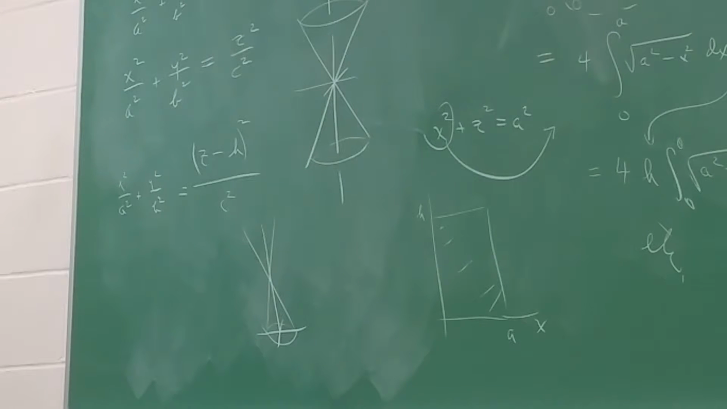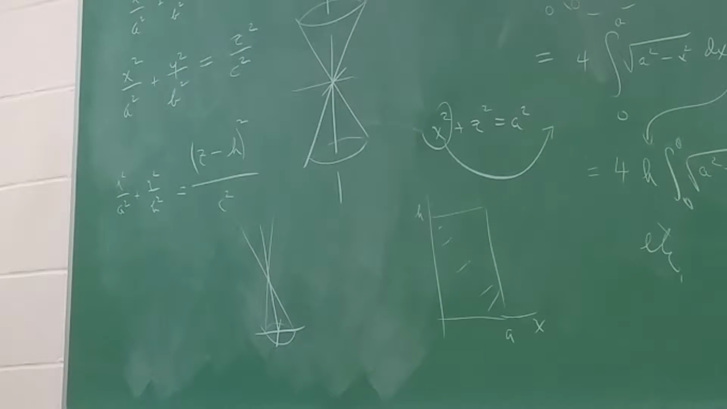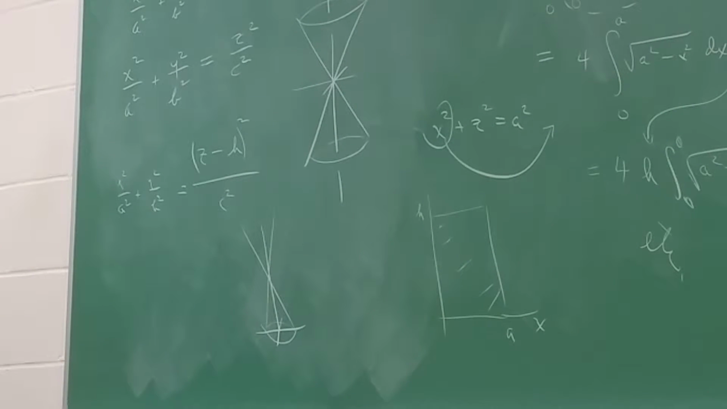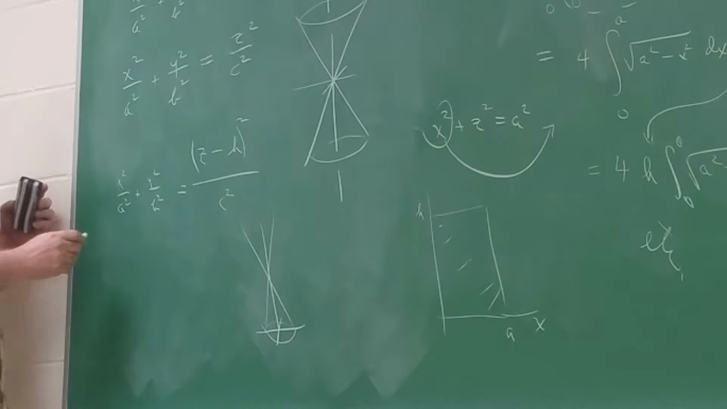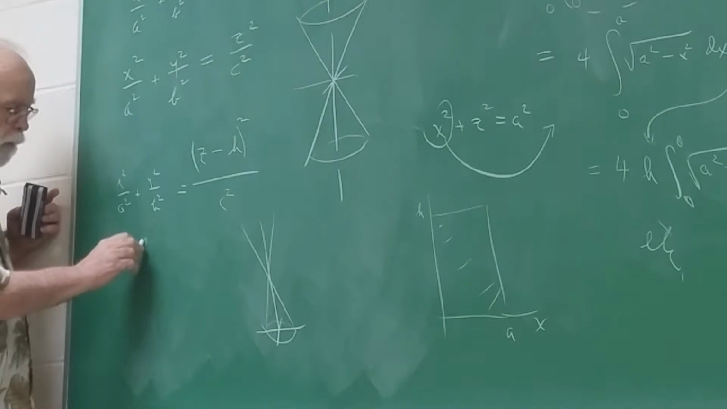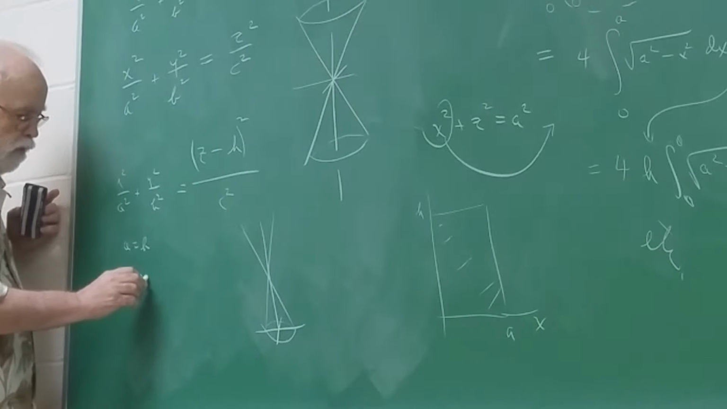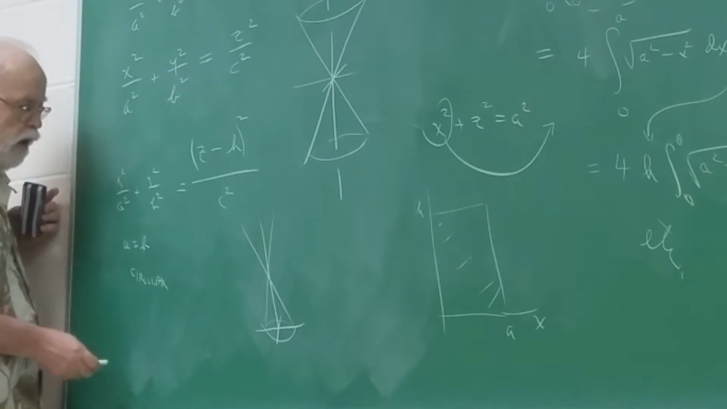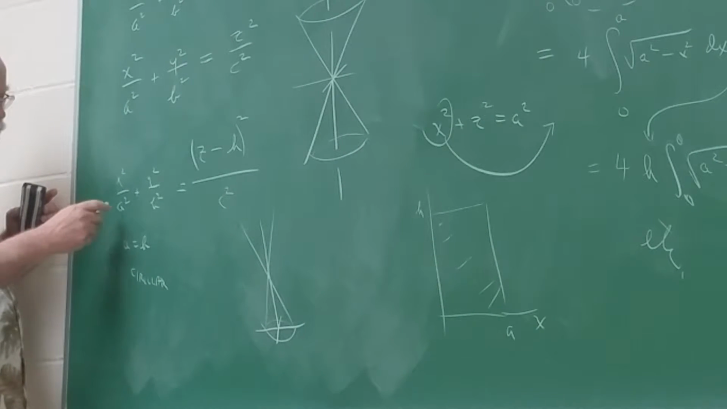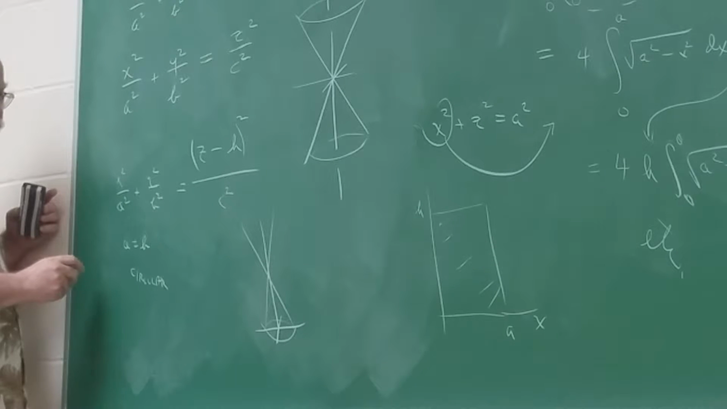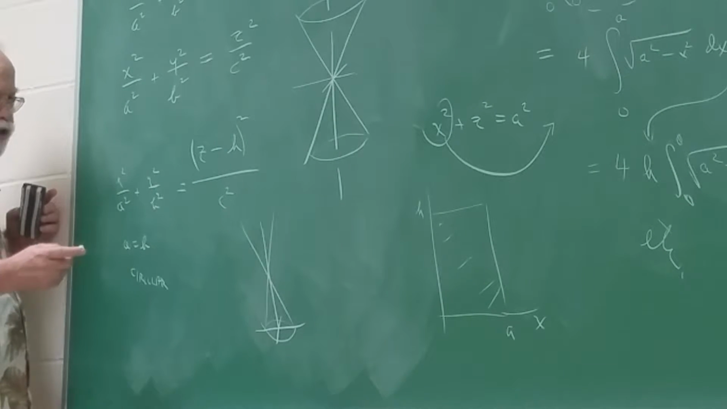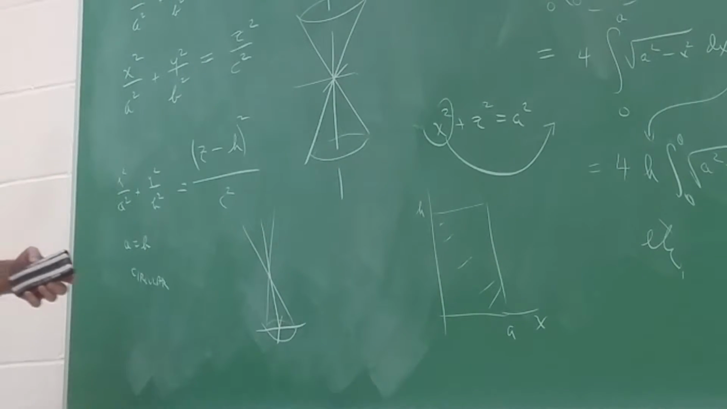Anyhow, first of all, I want it to be circular, because that's the kind of cone we're most familiar with. So a equals b to make it circular. And while we're at it, I want a to be my radius, and I want h to be my height. So let's check that out.